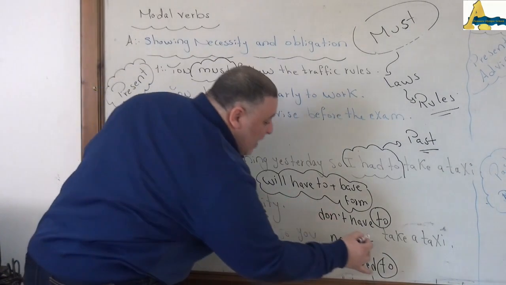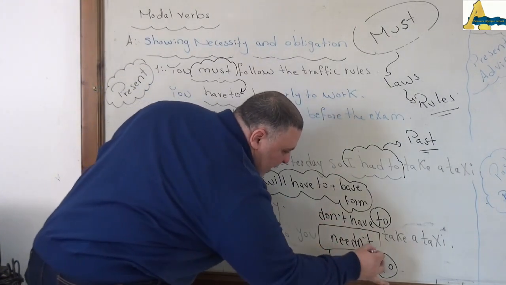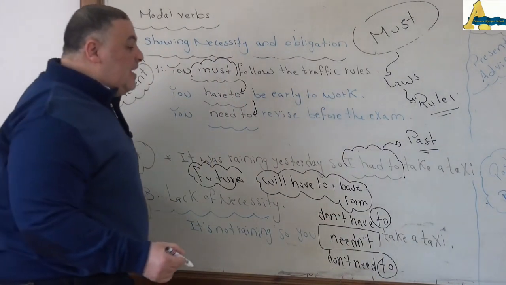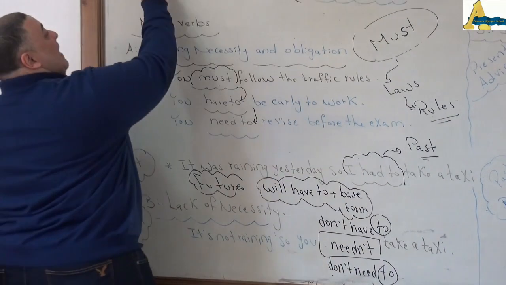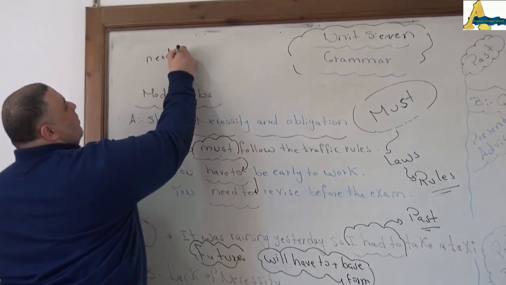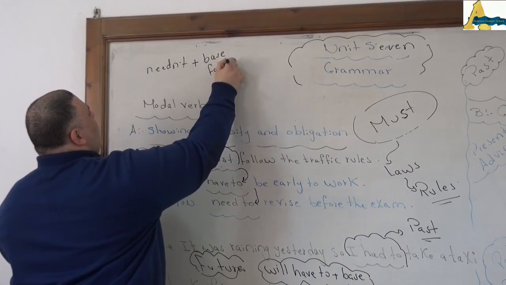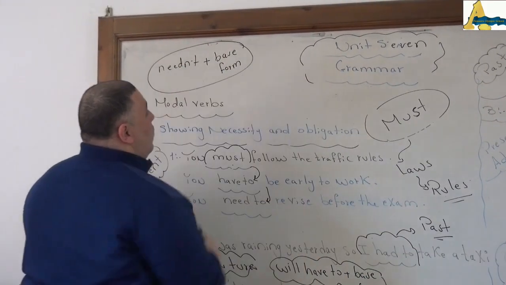But in the middle here, we use the word needn't, which is very important because it's not followed by to, it's followed by the base form of the verb. And that's why we say needn't is usually followed by what we call the base form. Sometimes people call it the infinitive without to.